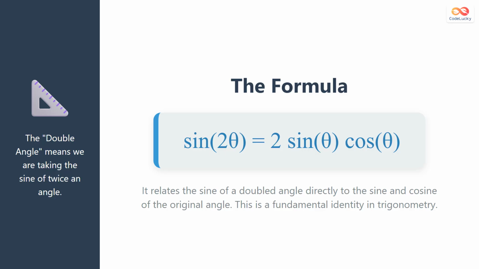Here is the core concept. The sine of a double angle, written as sine of 2 theta, is equal to 2 times the sine of theta, multiplied by the cosine of theta. It relates the sine of a doubled angle directly to the sine and cosine of the original angle.